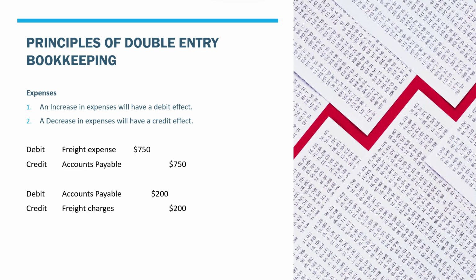This will be recorded as: we will debit accounts payable by $200, that is a decrease in accounts payable liability, and we will credit freight charges by $200, that is decrease in freight expenses. I repeat it, we will debit accounts payable by $200, that is decrease in accounts payable liability. Instead of $750, now it's only $550, so the difference is $200. So we are going to give it effect by debiting accounts payable by $200, and we will credit freight charges by $200, that is decrease or reduction in freight expense.